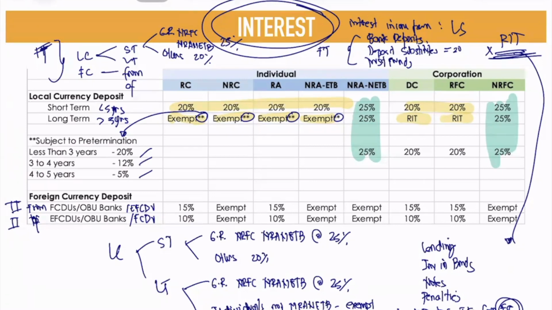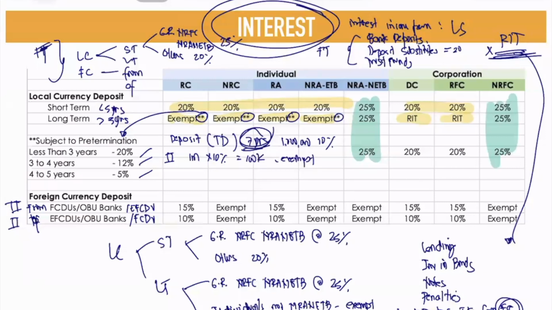So let's say, for example, you have a time deposit in a bank, 7 years. Let's say 1 million, yield is 10%. Okay. So it is 7 years, right? Therefore, the interest income here, 1 million times 10%, that is 100K, is considered exempt. Why? It is long term.